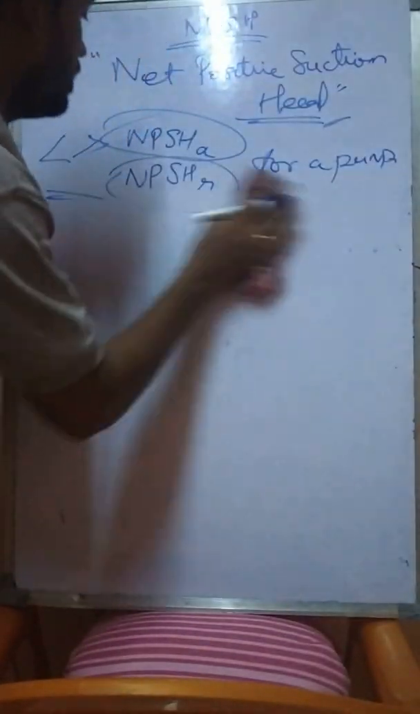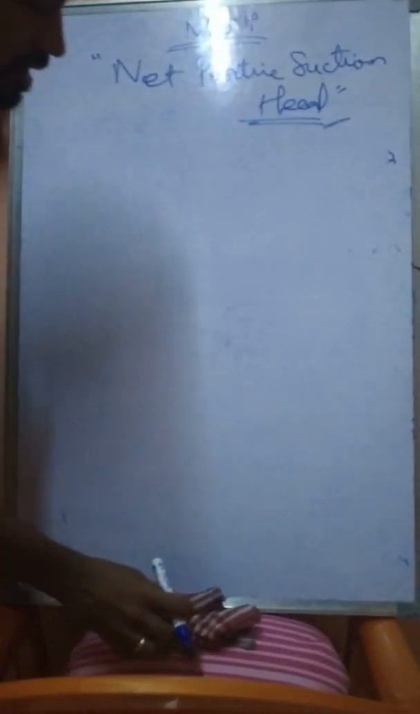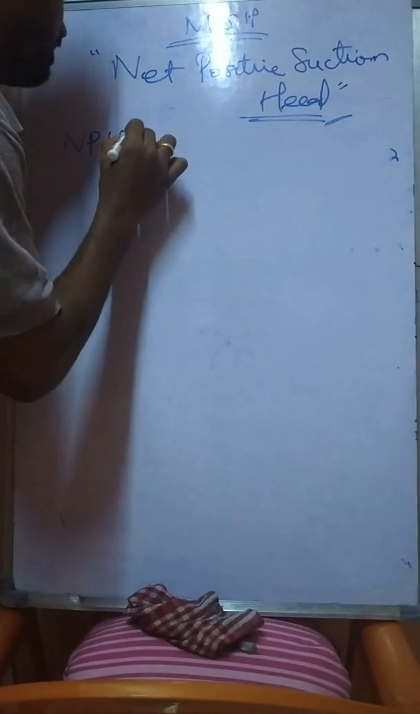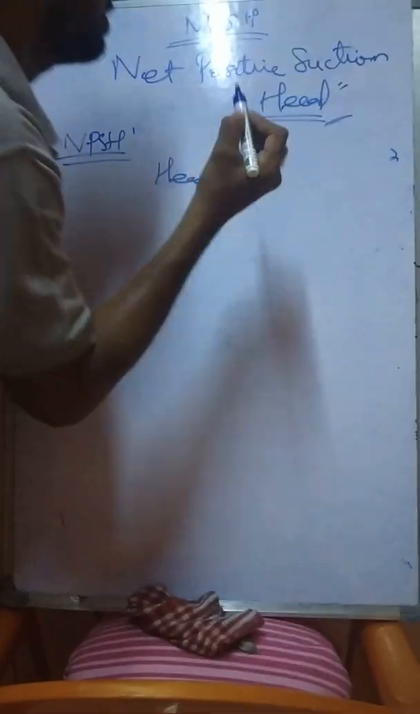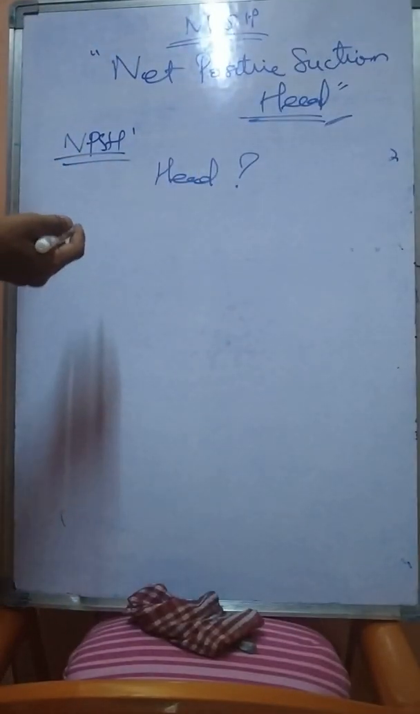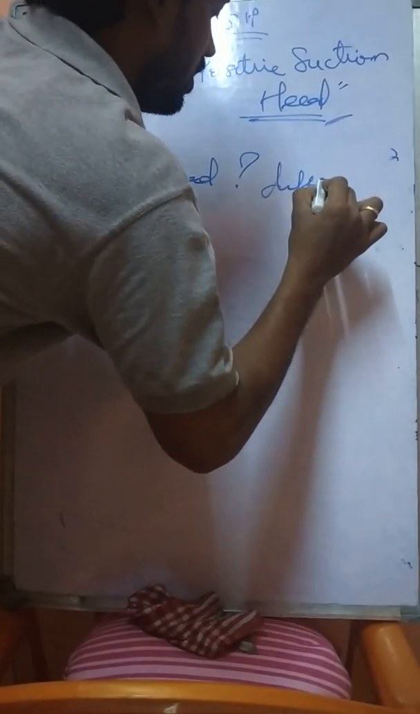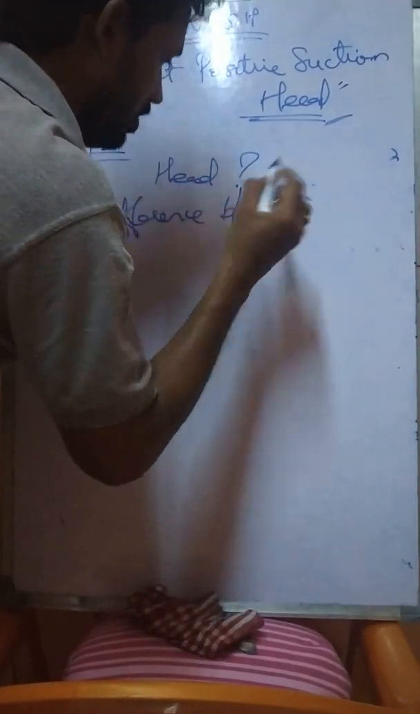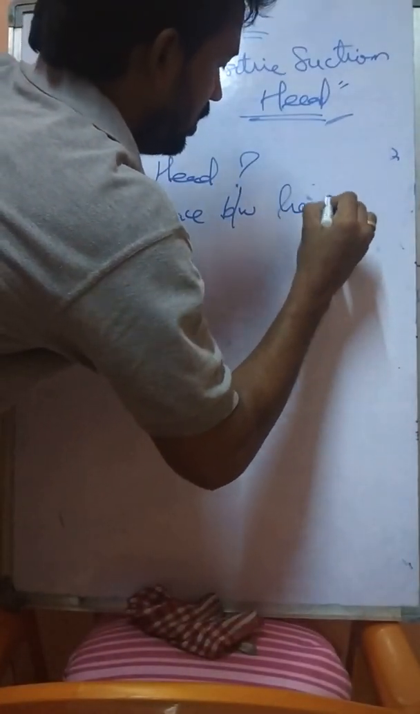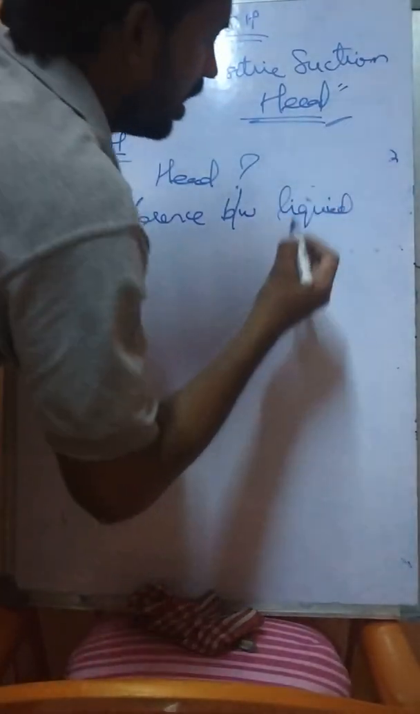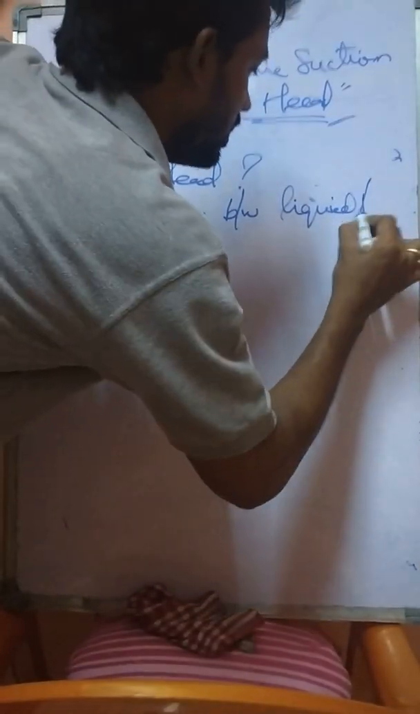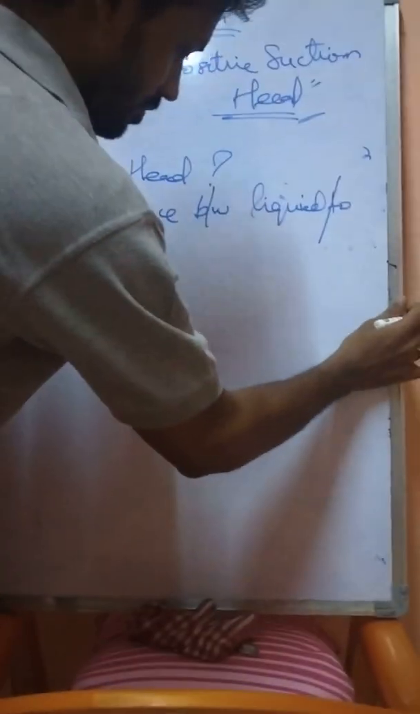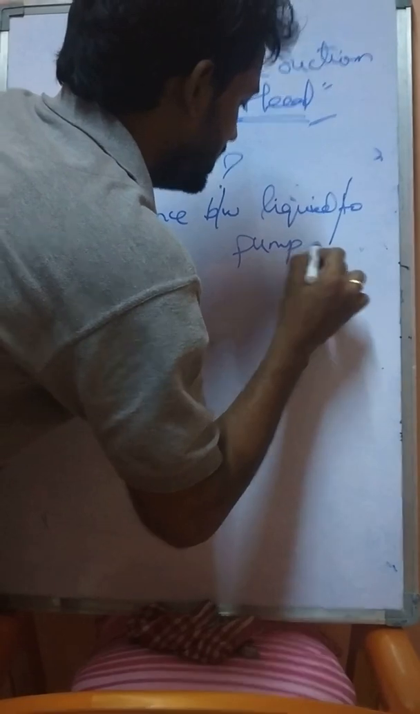So here is what the NPSH relates to. To calculate NPSH, we need to calculate the head available. What is head? The head is nothing but a difference, the difference between the liquid level from where we are taking suction to the pump center line, the pump casing center line.